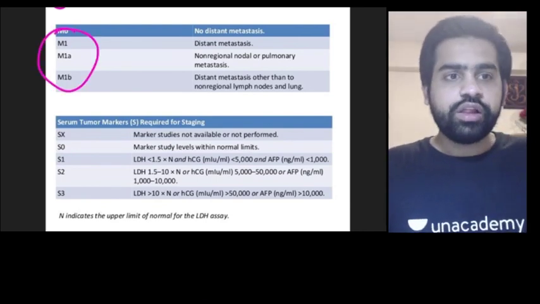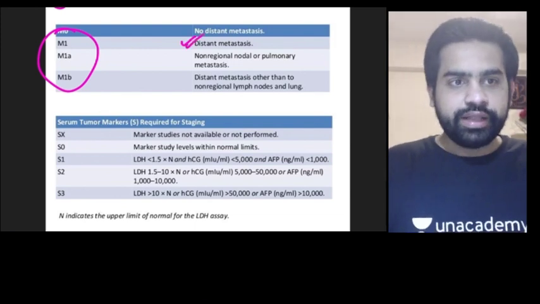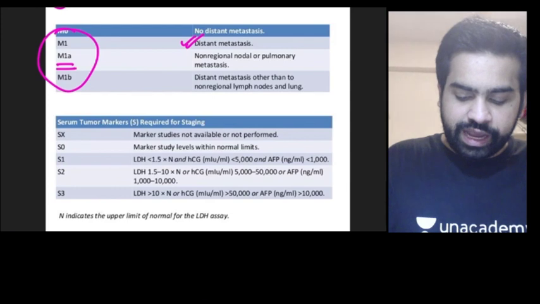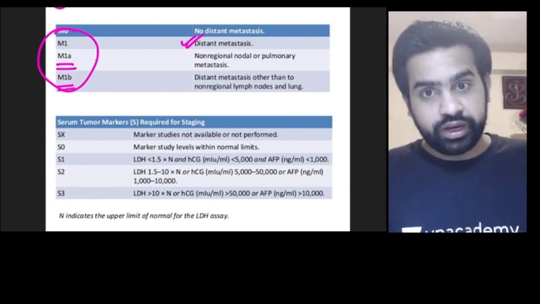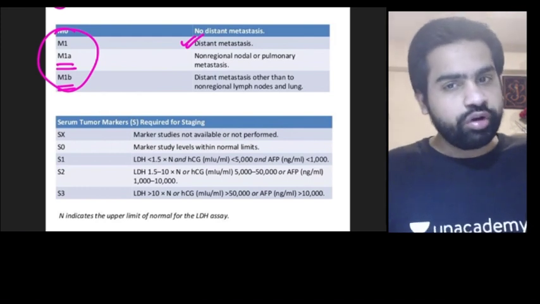So here, what is the M1 metastasis? M1 metastasis is there is a distant metastasis. Then M1 can be divided into M1A and M1B. This is important. What is M1A? Even if there is a non-regional lymph node involvement. So what do you understand by non-regional lymph node?